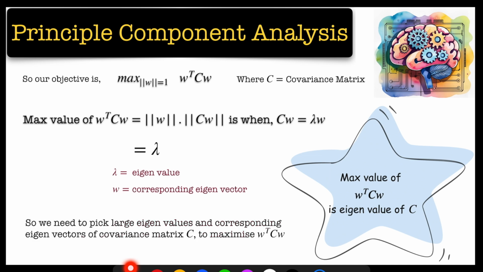So now this covariance matrix C will usually have multiple eigenvalues and eigenvectors, right? So we need to pick large eigenvalues and corresponding eigenvectors of covariance matrix C to maximize W transpose CW. Because the maximum value of W transpose CW is lambda, the eigenvalue, right? So you always have to pick the large eigenvalues.